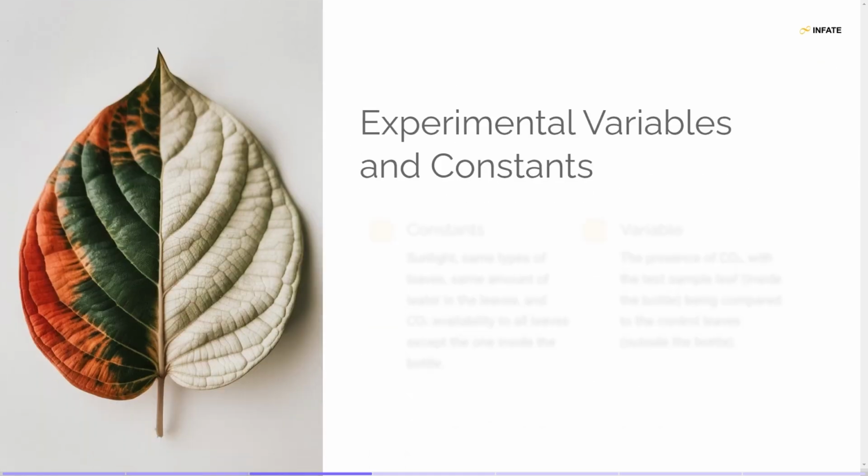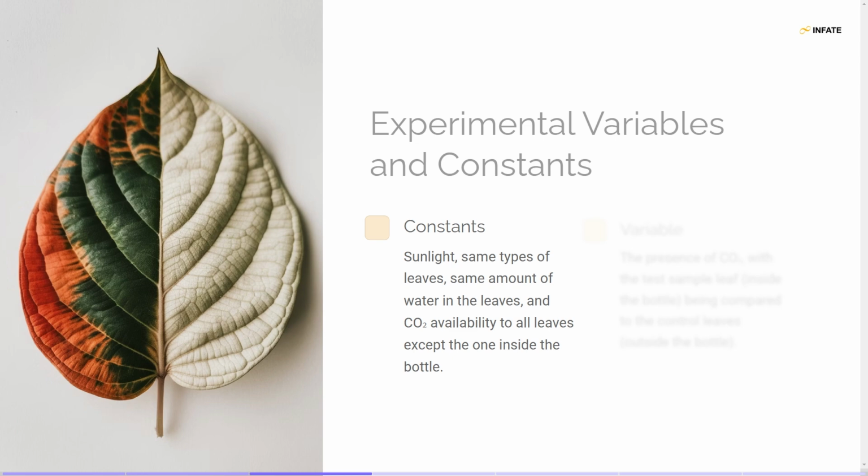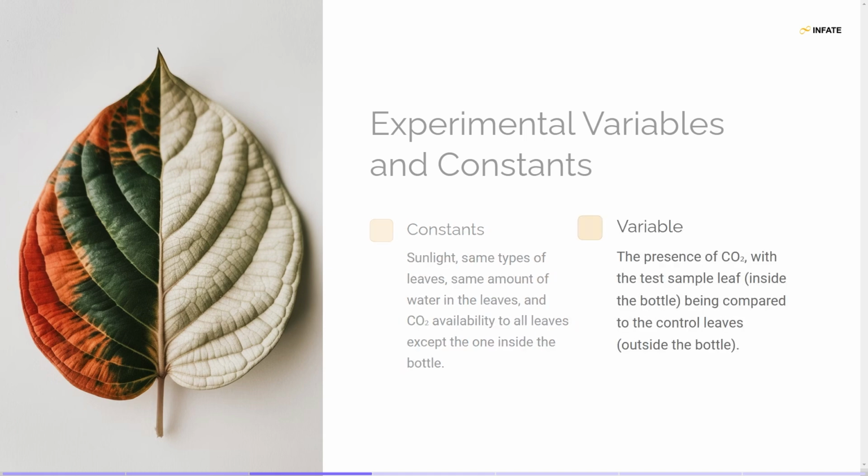Slide 3. Experimental Variables and Constants. The constants in this experiment include sunlight, the same type of leaves, the same amount of water in the leaves, and consistent CO2 availability for all leaves except the one inside the bottle. The variable is the presence of CO2, with the leaf inside the bottle serving as the test sample, while the leaves outside the bottle act as the control group.